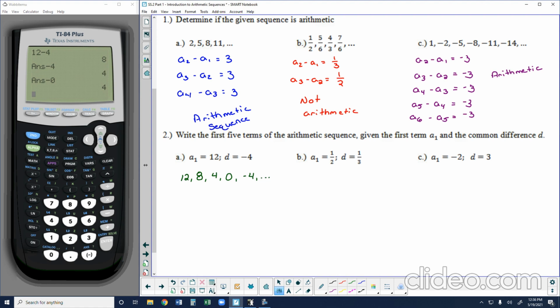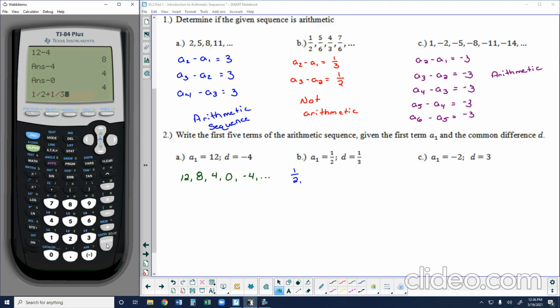In B, we're starting with the term 1/2. And the difference is 1/3. So we want to be exact here. Again, there is no rounding in sequences. We want to give the exact number. So we are going to deal with the fractions. It gave us the first term as 1/2. The difference between these is a positive 1/3. So I'm going to go ahead and add 1/3.